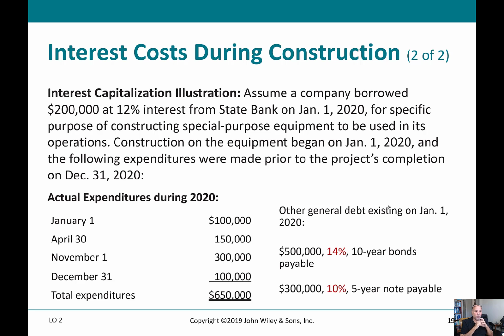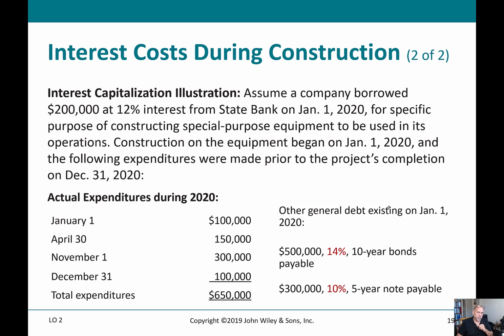Okay. Now, once I have met those three requirements, I have a qualifying asset and I have the activities going on. So once that starts, now I can start treating any interest that's accrued during that time as part of the cost of the asset. I'm going to capitalize that interest.